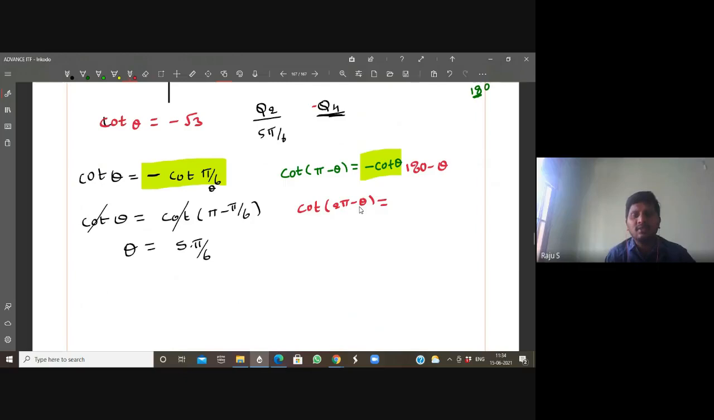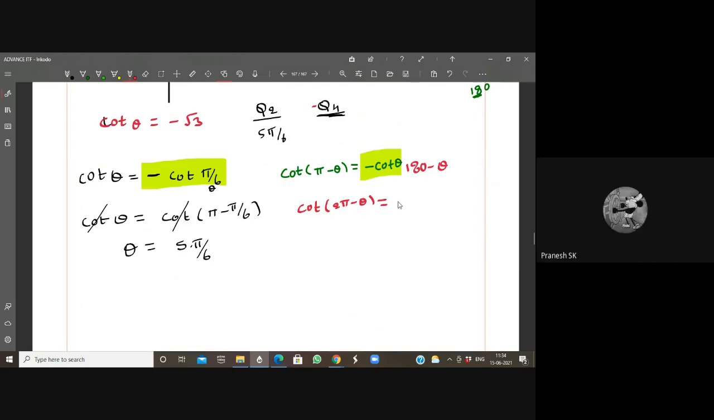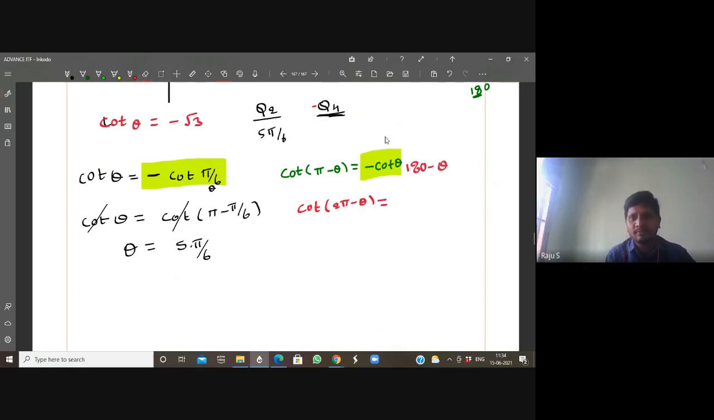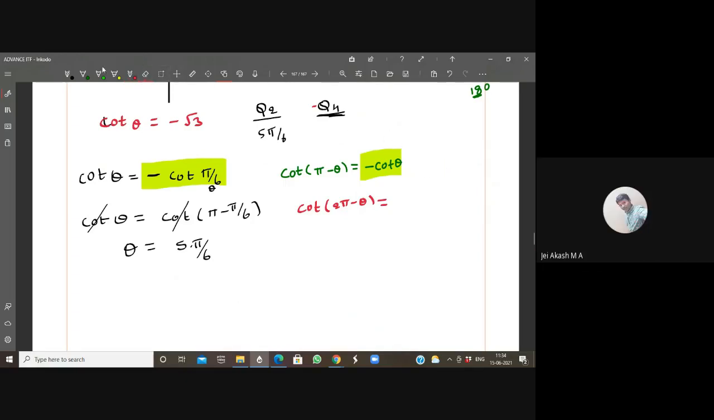2 pi minus theta, fourth quadrant. This is equal to what? Cot theta. Minus cot theta. Minus or plus? Minus. Minus, sir, because in the fourth quadrant only cos is positive. Cot, tan is positive in the first and third quadrants.